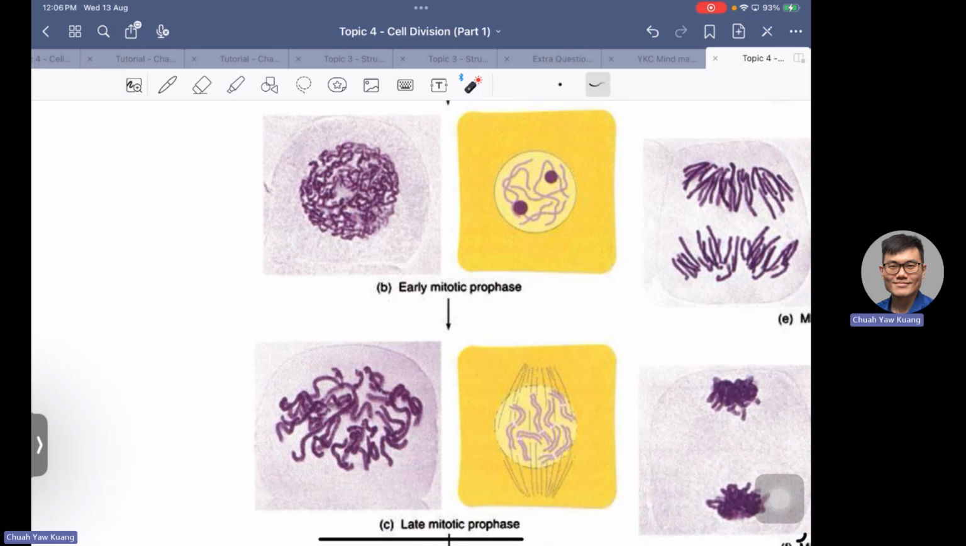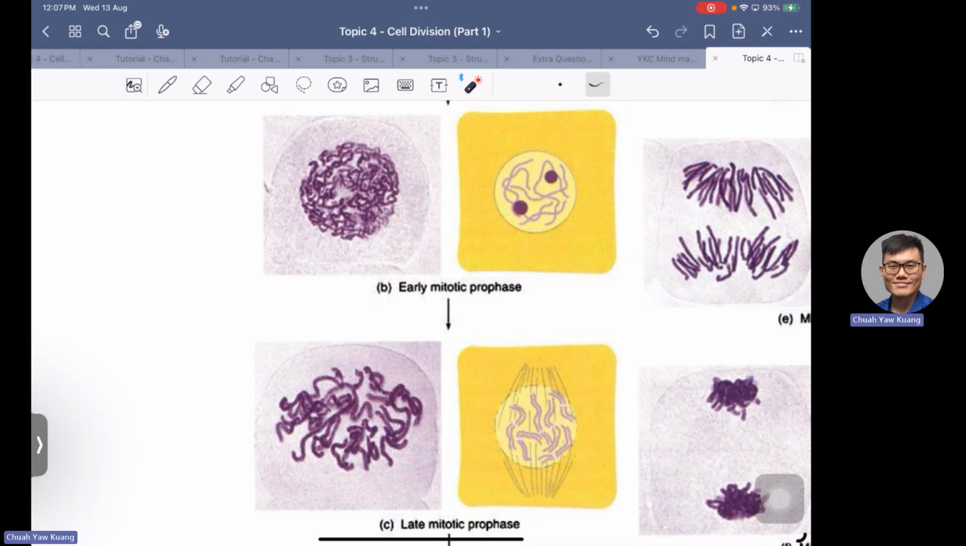In prometaphase, the nuclear membrane has disappeared already. During this time, the nuclear membrane has fully disintegrated and disappeared. So the chromosomes actually spread out. You will see that they spread out, they are no longer in that shape. So those are the 2 points that we always look at in order to confirm what phase it is.